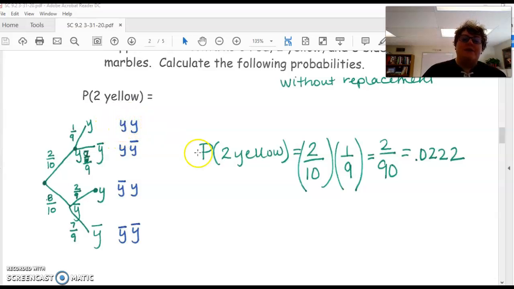And so the multiplication property: the probability of 2 yellow without replacement is, the first time we have a 2 out of 10 chance of getting a yellow. If we get a yellow the first time, then we only have a 1 in 9 chance of getting a yellow on the second try. Okay, so that's without replacement. If it was with replacement, you would put the first yellow back in, and so you'd still have a 2 in 10 option, and we'll see an example with that. So it's a 0.0222 probability that you'll pick out 2 yellows.